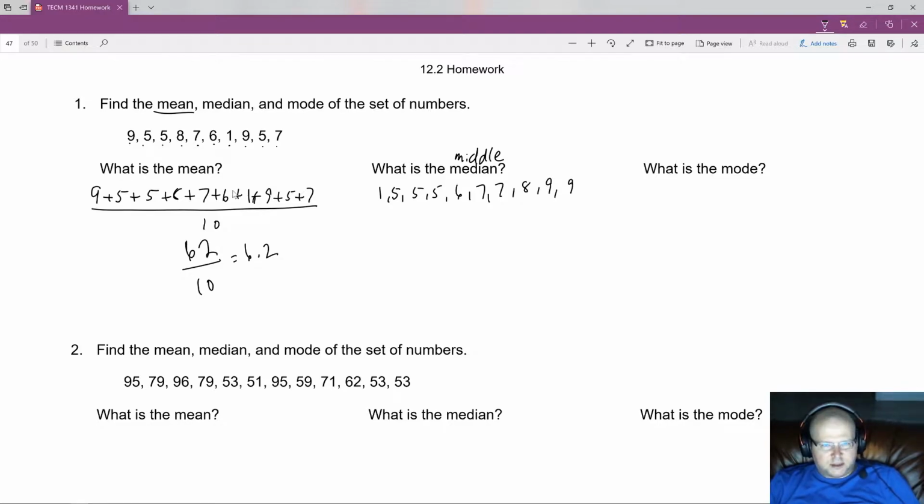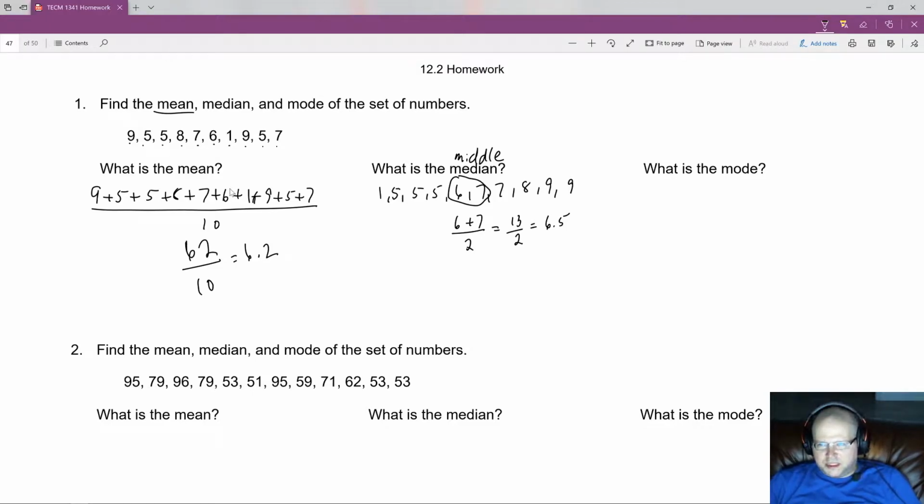So we're looking for the middle number, right? There's 10. Now because there's 10, there's actually not a middle. There's actually 2 in the middle, right? There's the 5th and the 6th place right there. So there's 1, 2, 3, 4, 5, 6, 7, 8, 9, 10. Because there's an even number, 10, there are actually 2 numbers in the middle. So what we do is we take an average of those 2 numbers. So 6 plus 7 is 13, and 13 divided by 2 is 6.5.